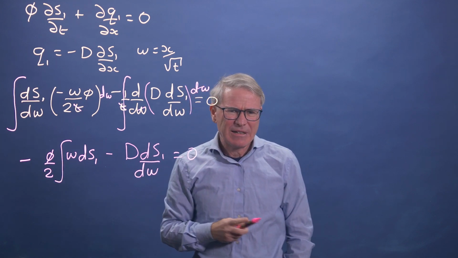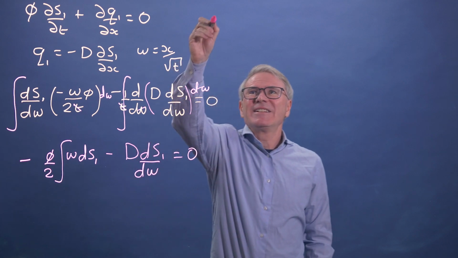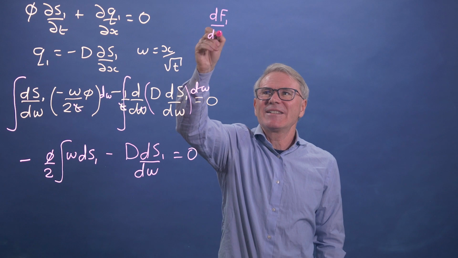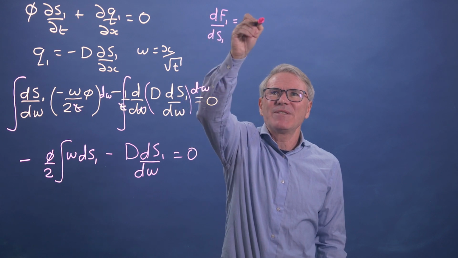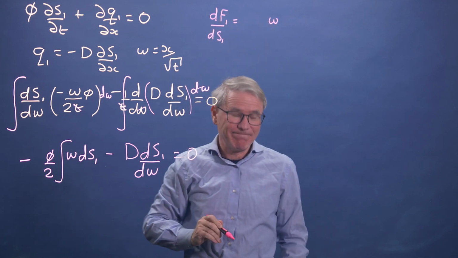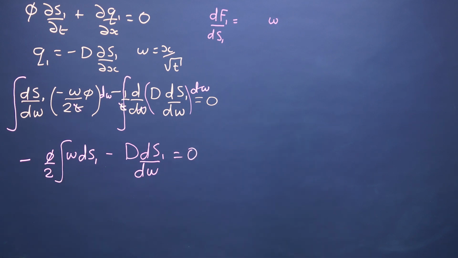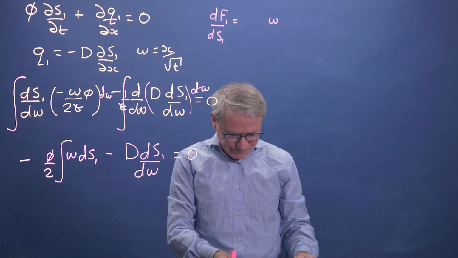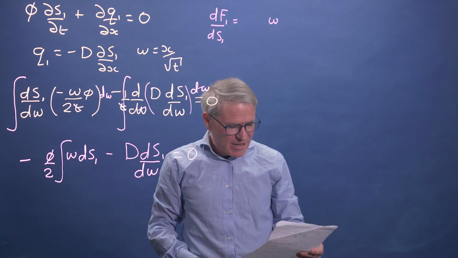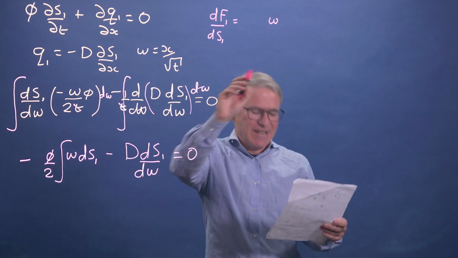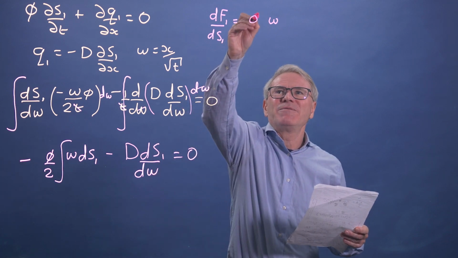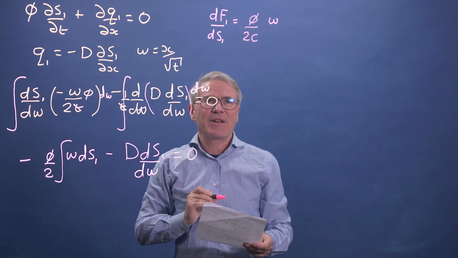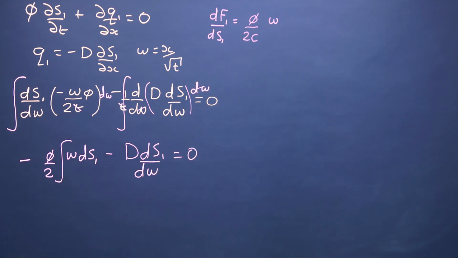Now just remember, we just did df1 by ds, right? We did that derivative, and that was proportional to omega, wasn't it? Well, I'm going to get my notes just to make sure that I got the constant of proportionality right here. Okay, so when we did the derivative, it was proportional to omega, and there was a phi over 2c term here, wasn't there? Okay, so that's all we need to know.